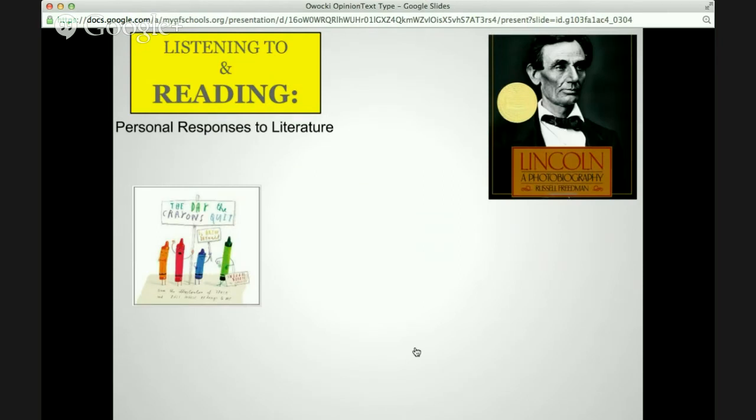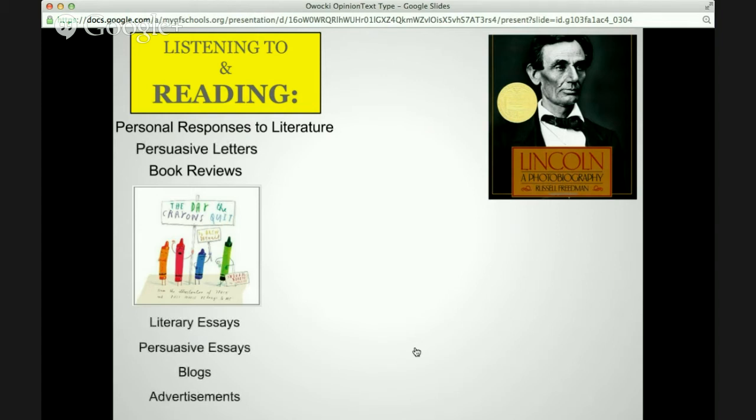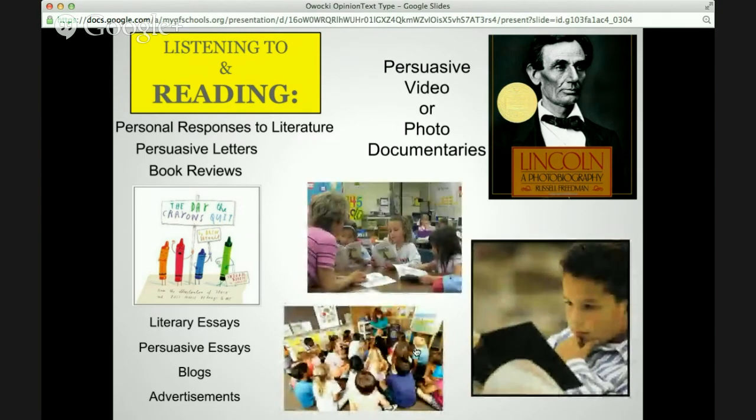So we know that all of opinion writing is going to start with listening to opinion writing, listening to opinion talking. It's going to be reading that text type as well. And then we start collecting the different formats that we are going to write opinion. And we do it in the support of a whole group, small group, and then independently.